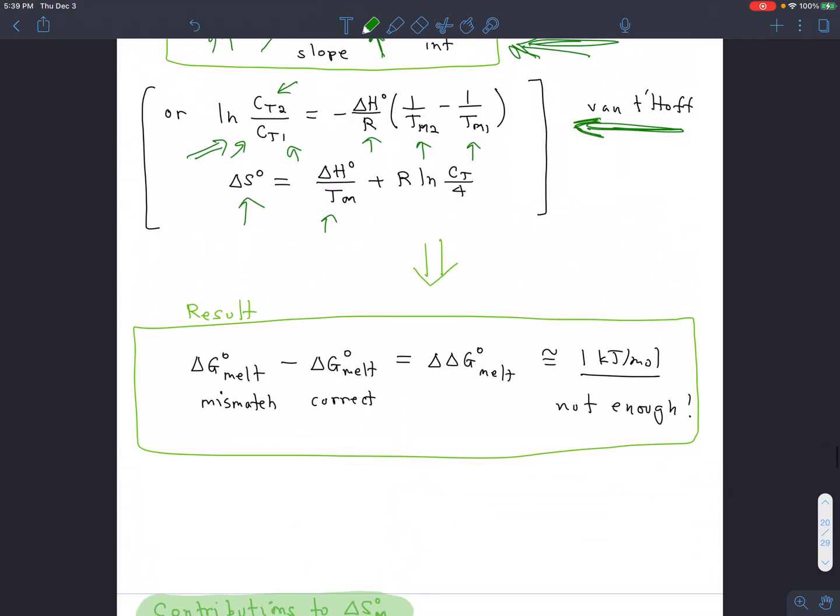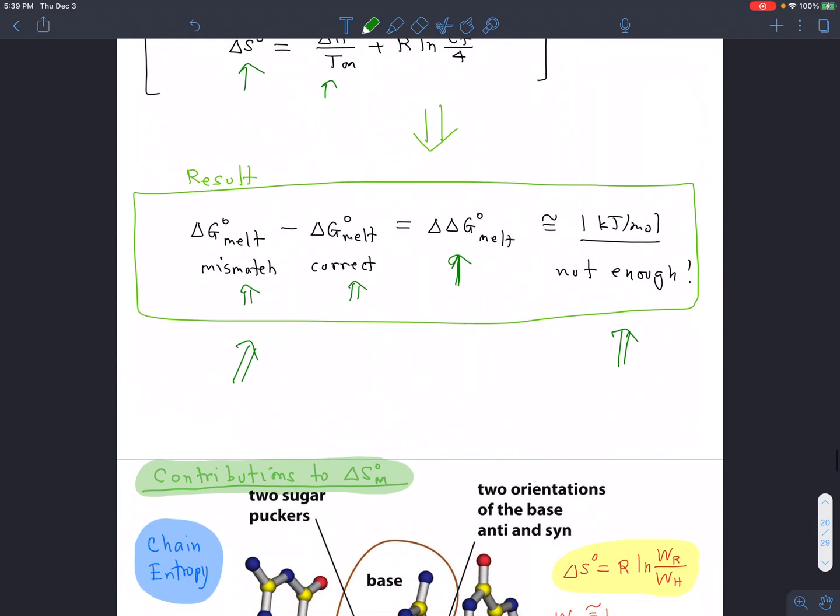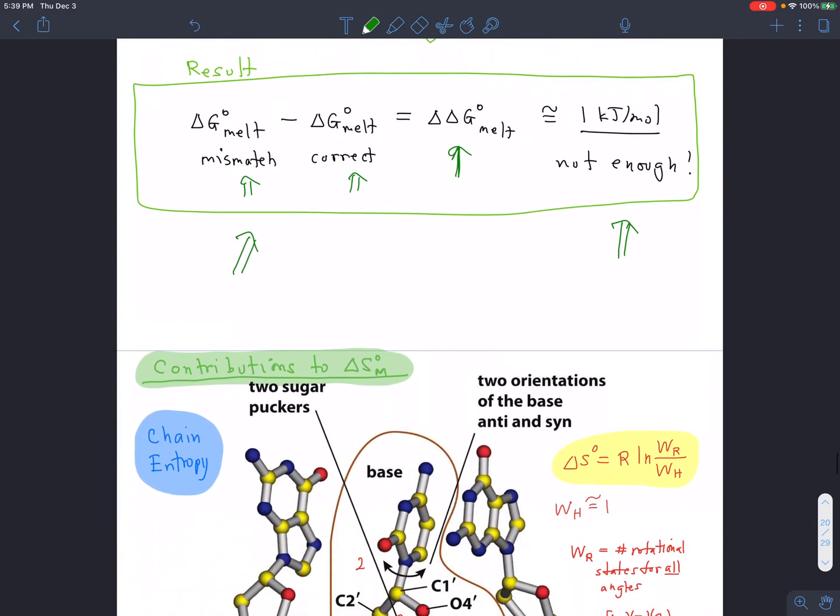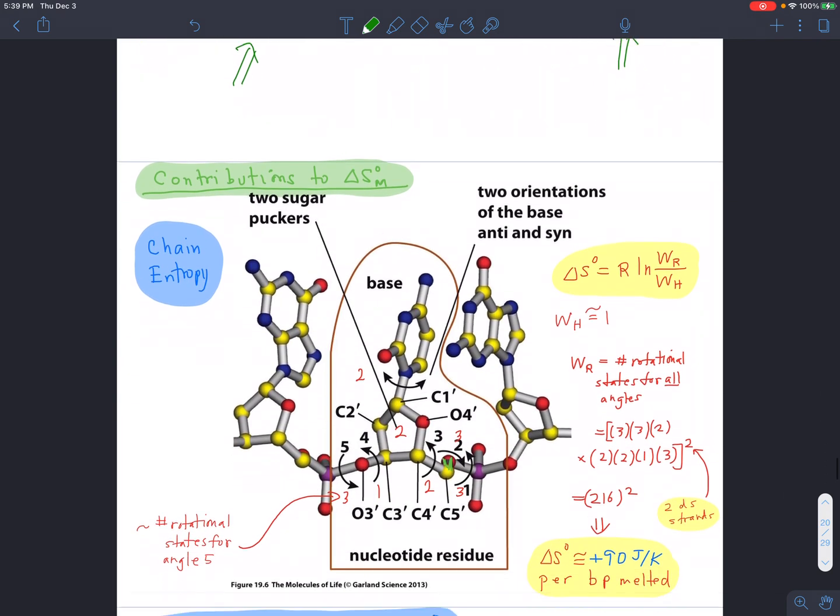And the overall result from these kinds of experiments, melting curve experiments, is that the difference in delta G for a mismatch minus the delta G for a correctly base paired DNA is small, only about 1 kilojoule per mole, maybe 2 kilojoules per mole, depending on the type of mismatch, but not big enough at all to get fidelities of 10 to the 6 or 10 to the 8.